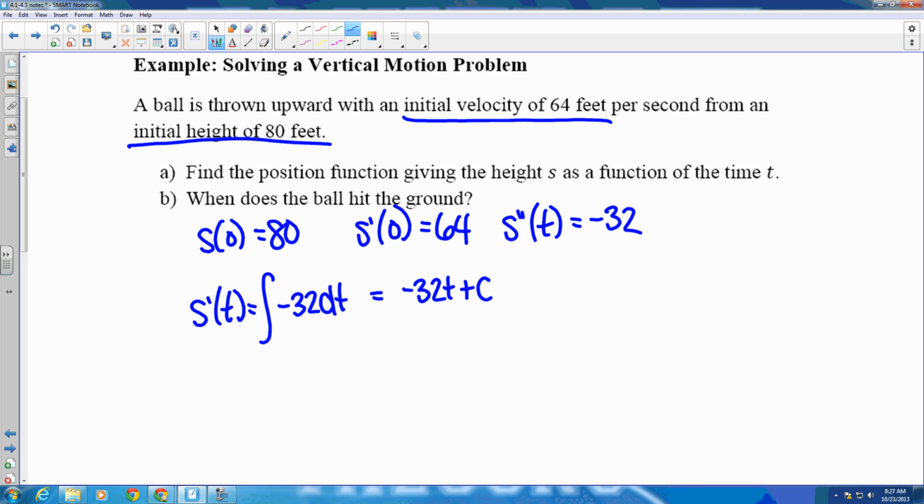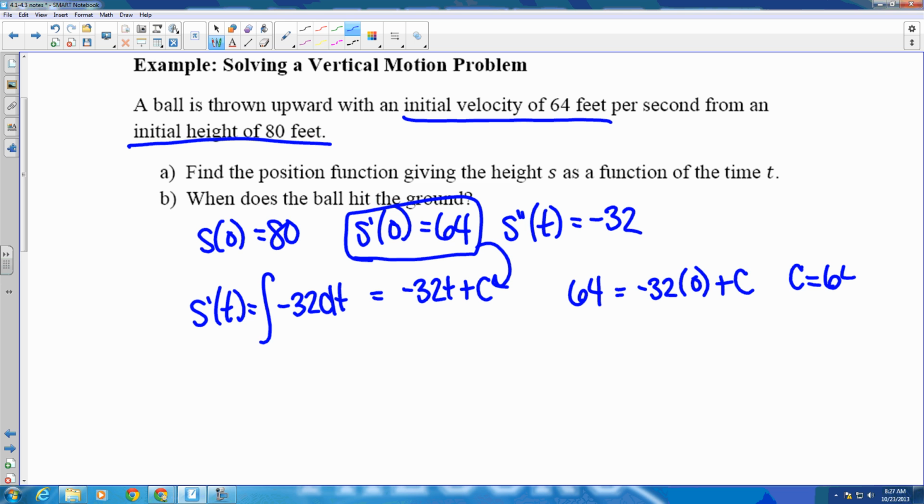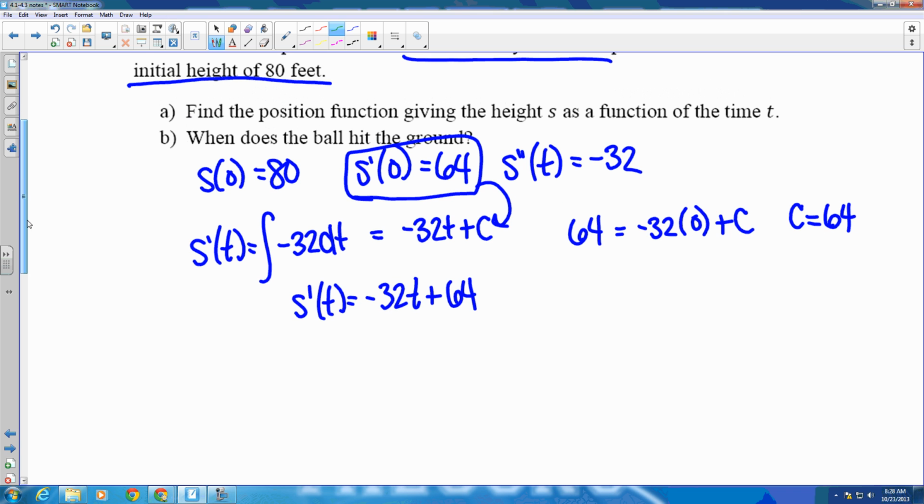And then we're going to use our initial condition, s prime of 0 equals 64, to find out what c is. 64 equals negative 32 times 0 plus c. So c is 64. So our velocity function is negative 32t plus 64. And now we can work our way back from that to figure out what the position function is.